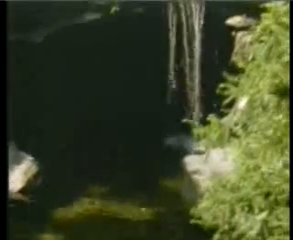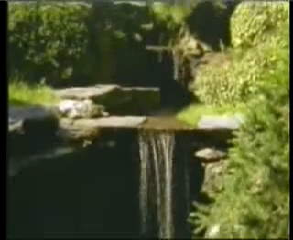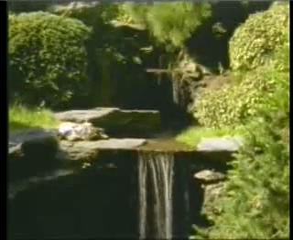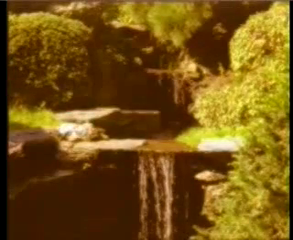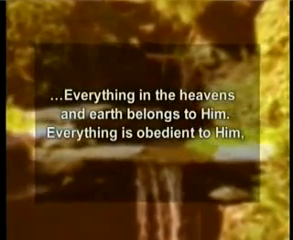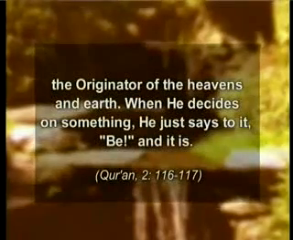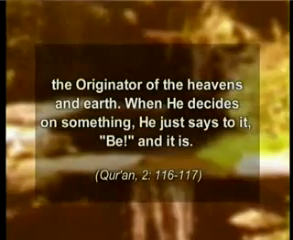You can clearly see that these systems in our noses are an example of unparalleled engineering, and yet further evidence of God's perfect creation. God explains his power of creation like this in the Quran. Everything in the heavens and earth belongs to him. Everything is obedient to him, the originator of the heavens and earth. When he decides on something, he just says to it, "Be," and it is.